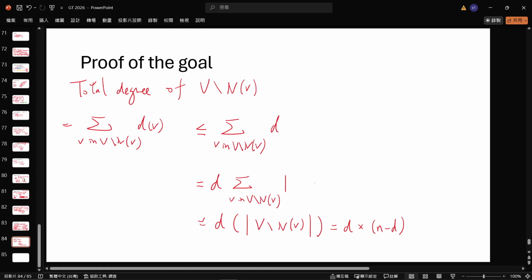Okay, so for every element in this set, it just contributes 1. So this summation is just the size of this set. The size of this set is n minus d. So the result is that the total degree of the lower set is at most, because we have this less than or equal to sign here, d times n minus d.